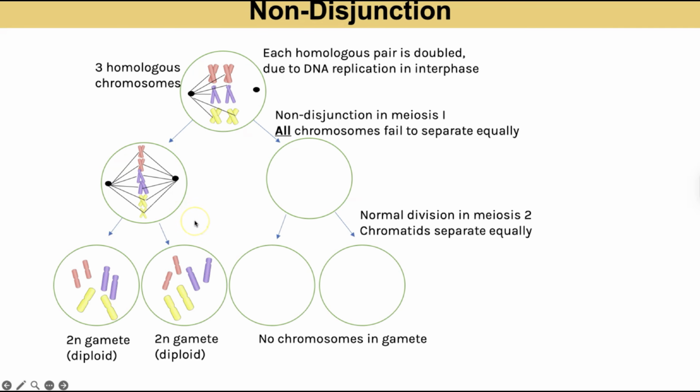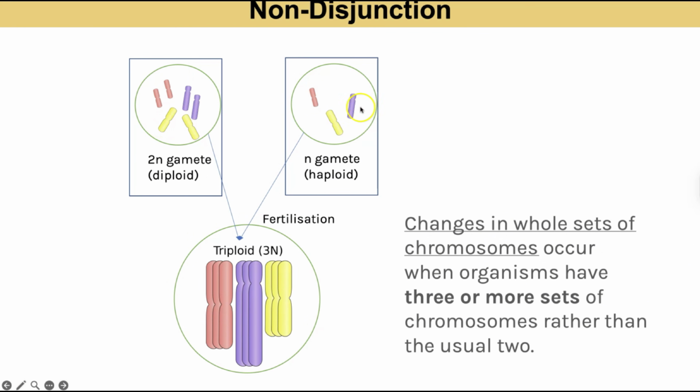Meiosis 2 is when the sister chromatids separate, but because we had 2 copies of every chromosome, we end up with 2 copies in our gametes. So we have diploid gametes here instead of haploid. So this is one example of non-disjunction where we now have an extra copy of every chromosome in that gamete. Now, if that gamete was to fuse with a haploid gamete where there are no mutations, then 2 plus 1 equals 3. So we now have a triploid cell.